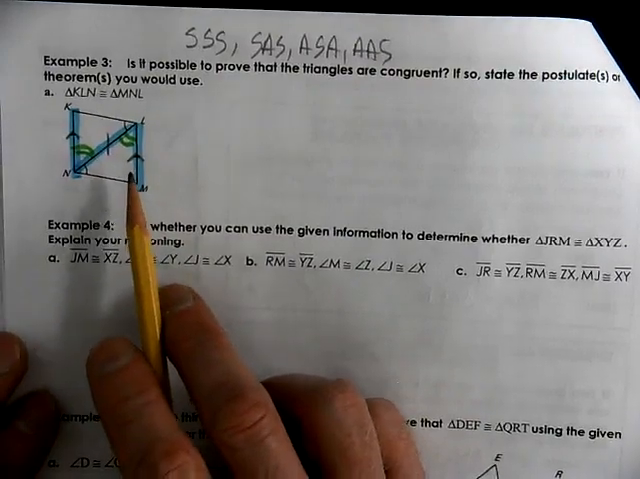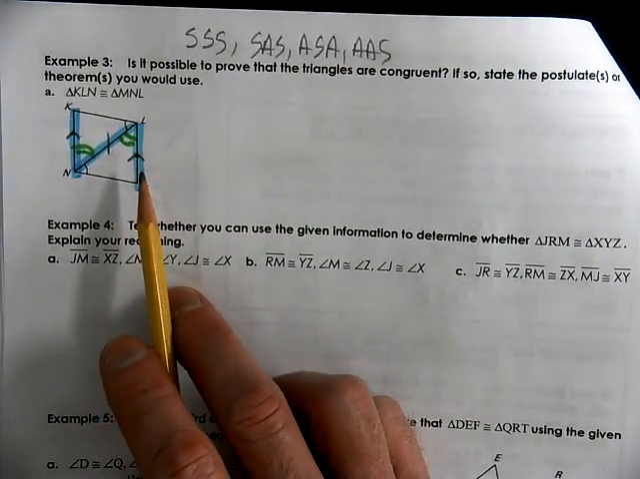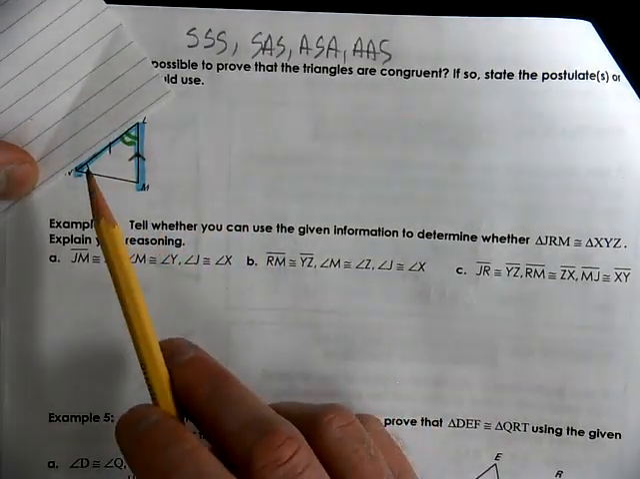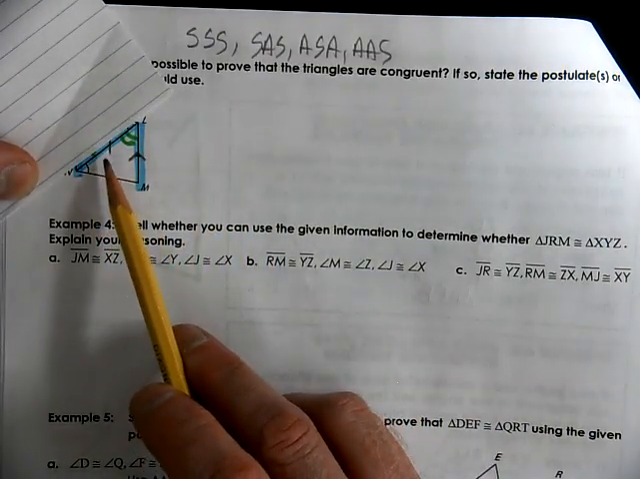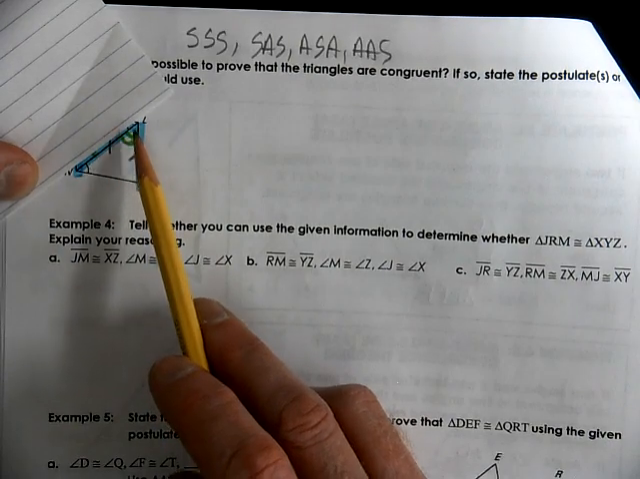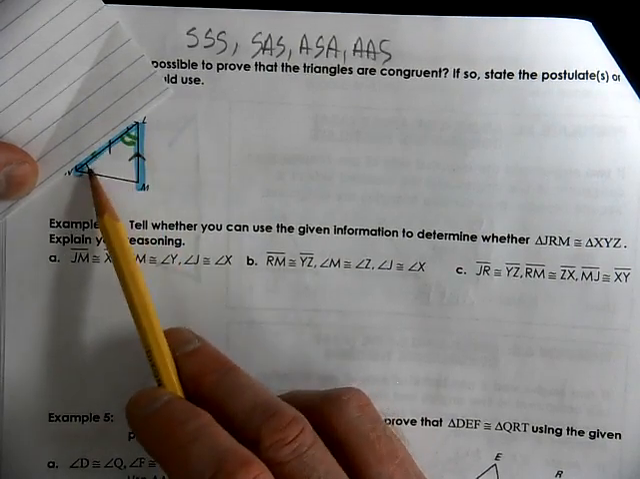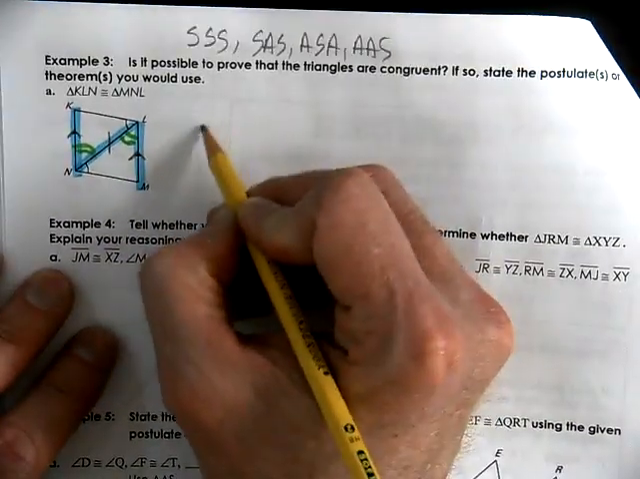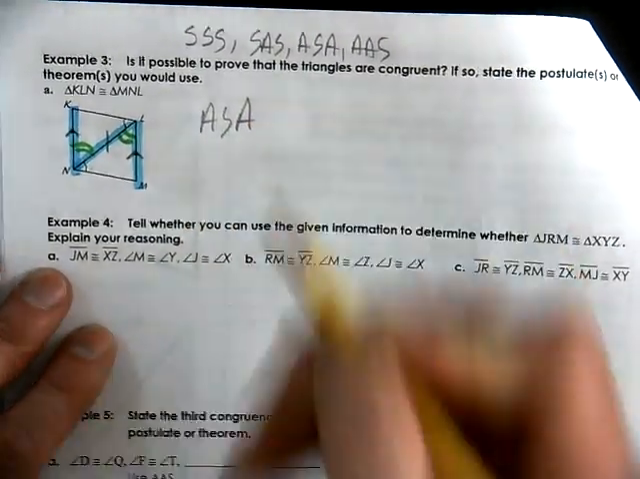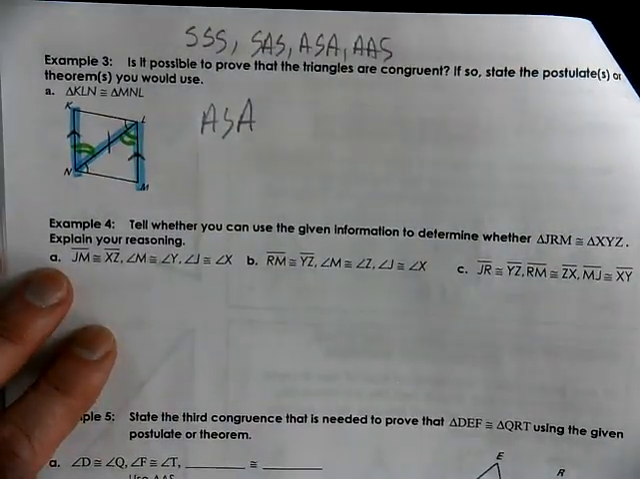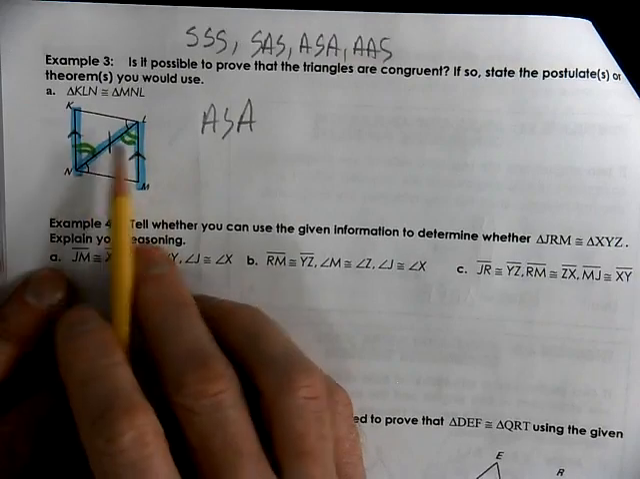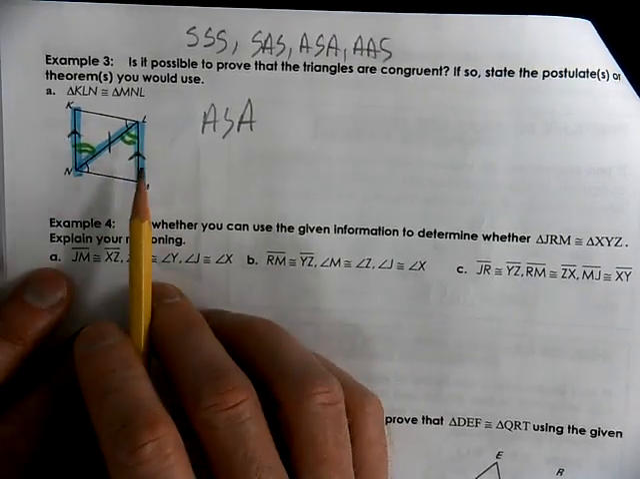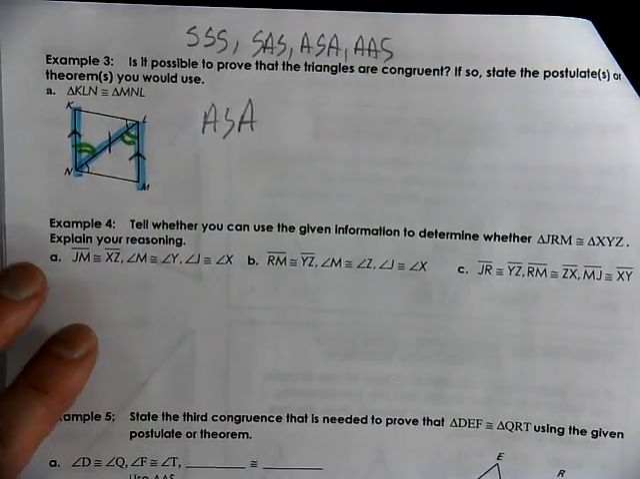Which method are we going to use for this one? Look inside one triangle. Don't worry about the other triangle. Look inside just the one triangle. We have an angle, and we have the side that's connecting those angles together. So angle, side, angle. We don't have the parallel sides being congruent. They're not labeled as congruent. They're only labeled as parallel. Parallel does not mean congruent.